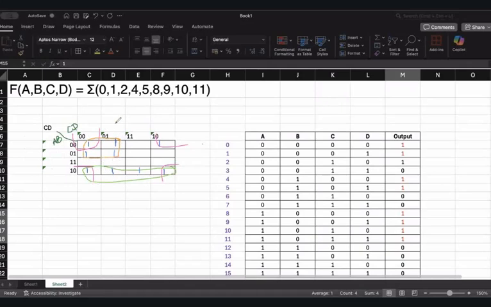So for orange, you can just check 0 is not changing, right? 0 is not changing. And here 0 is also not changing for C. So what is the one? A bar and C bar. Now take the other one.